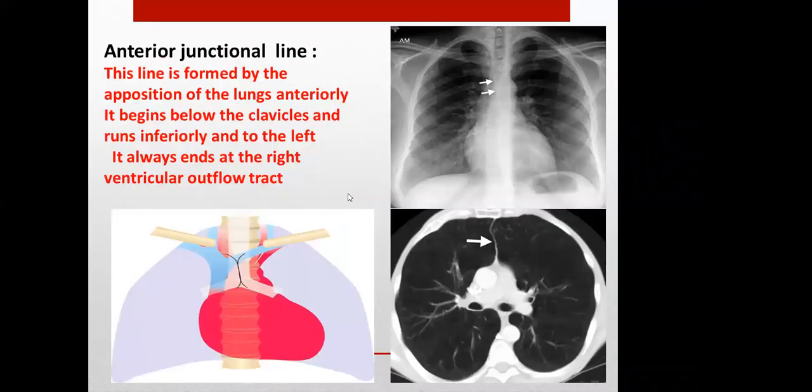The anterior junctional line is formed by apposition of the lungs anteriorly. It begins below the level of the clavicle. This is the anterior junctional line and runs inferiorly to the left. It always ends at the right ventricular outflow tract. On chest X-ray, this is the anterior junctional line from below the level of the clavicle to the right ventricle.